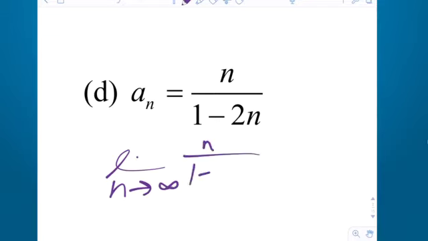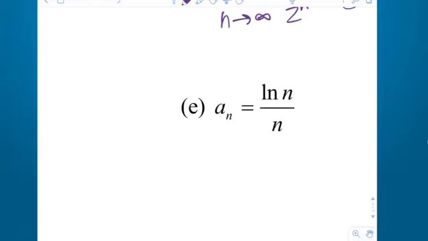Negative 1/2. Yeah, negative 1/2. So sequences can converge to negative numbers. That's fine.